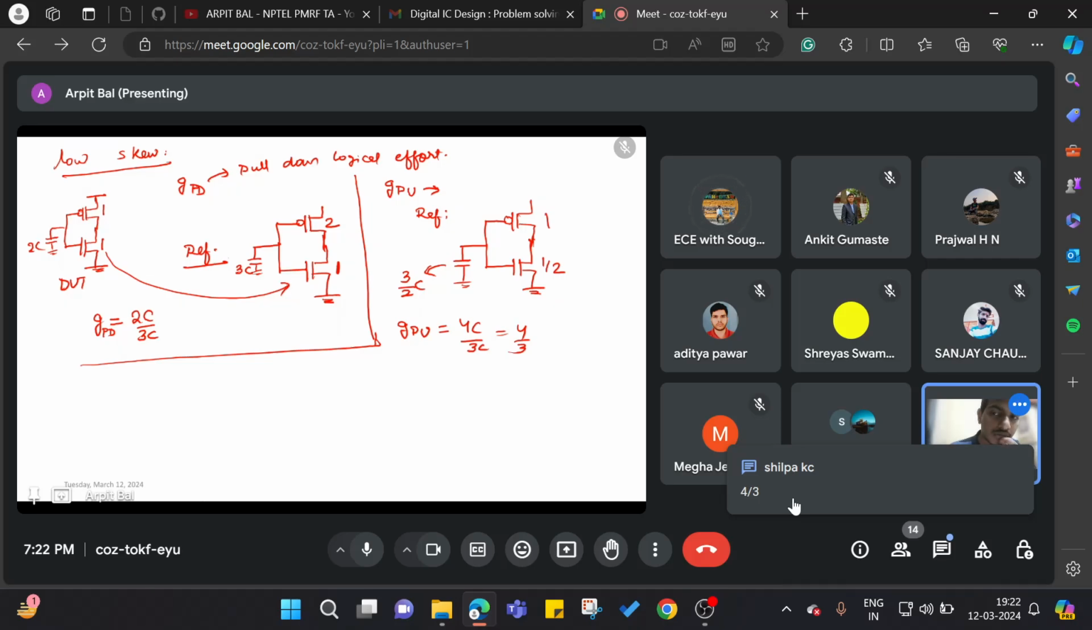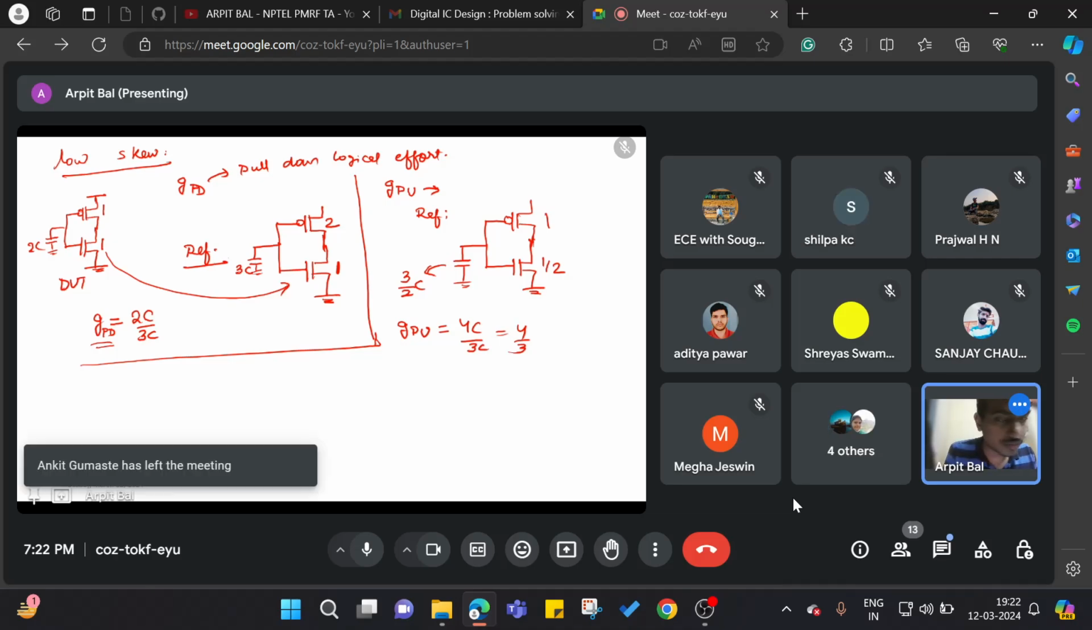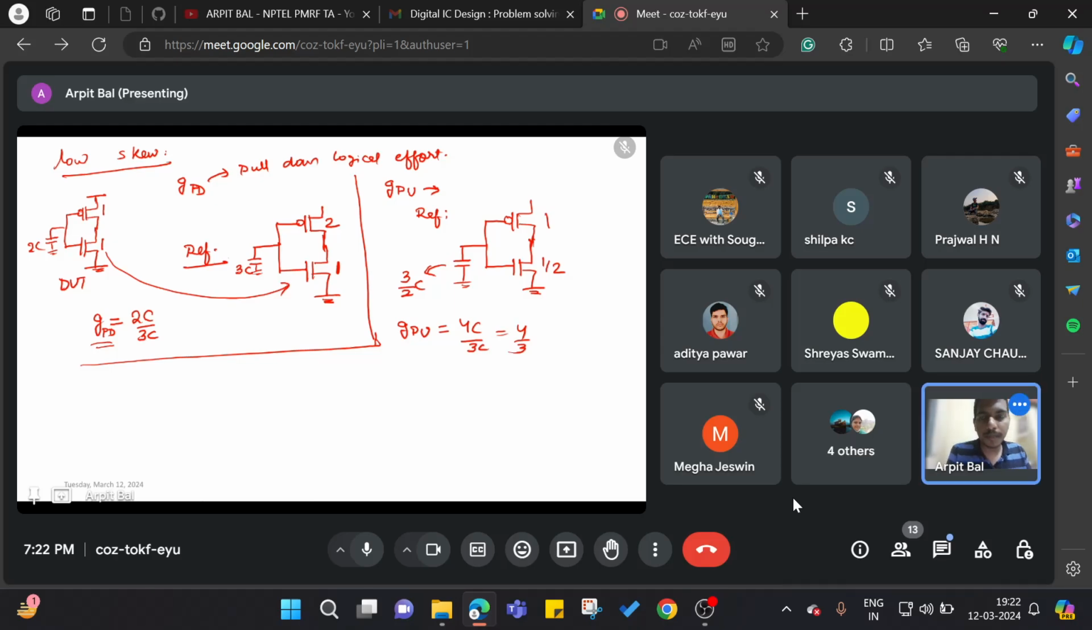So it means I'm decreasing my GPD, but I'm increasing my GPU. The pull up part I am increasing, but the pull down part I am decreasing, because I want to give preference to the pull down logic more.